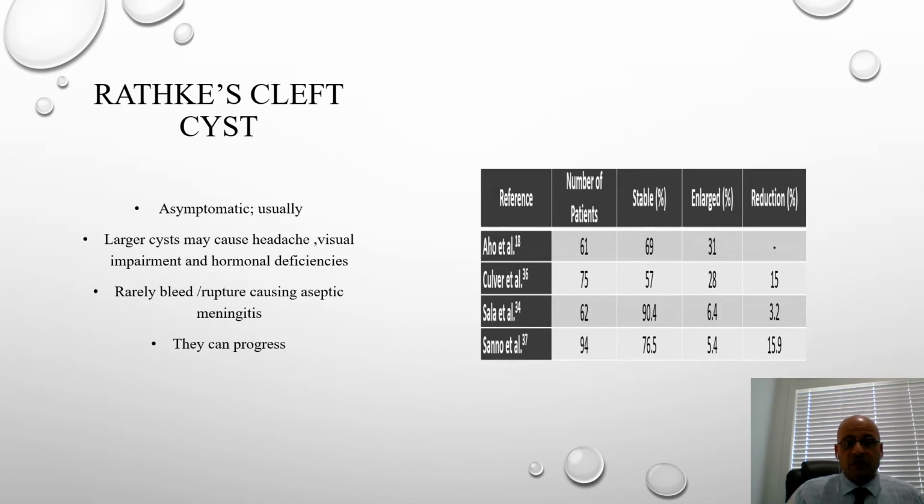Rathke's cyst is often an asymptomatic incidental finding. Larger cysts can present, and this is a study done here in Melbourne that showed that actually between 5% to 30% of the cysts in this meta-analysis can grow in size. They rarely bleed or rupture, but they still can, and as I mentioned, they can progress in size, and this is why we do interval imaging for the cyst.